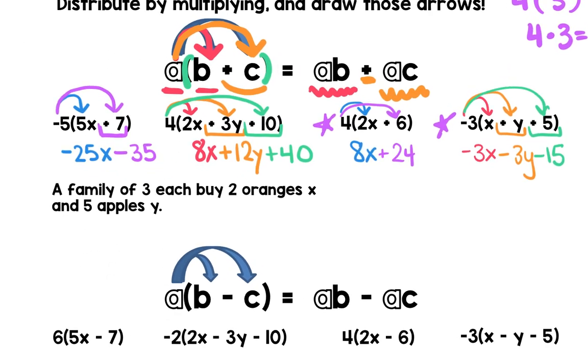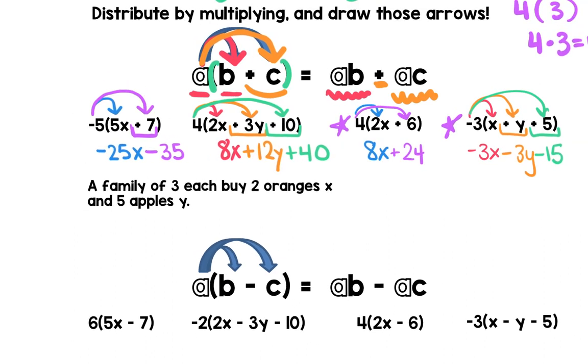Okay, now let's turn this scenario into an expression. So right here we have a family of 3, and they're each going to buy 2 oranges. We're going to call the oranges X, and 5 apples. We're going to call those apples Y. So let's think about how we would write this down. It's a family of 3, but they're going to buy 2 oranges and 5 apples, and all 3 of them are going to do this. So this is what the expression looks like if we then wanted to go and distribute from here.